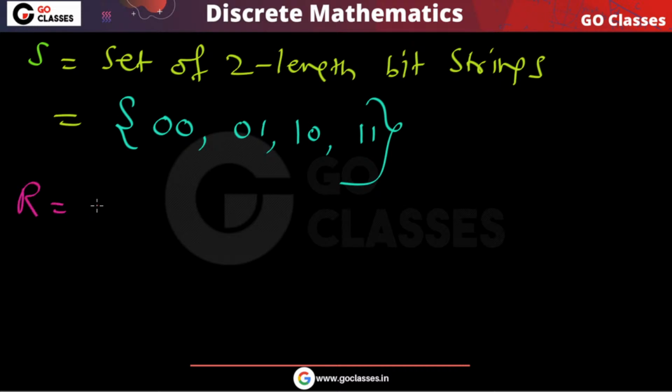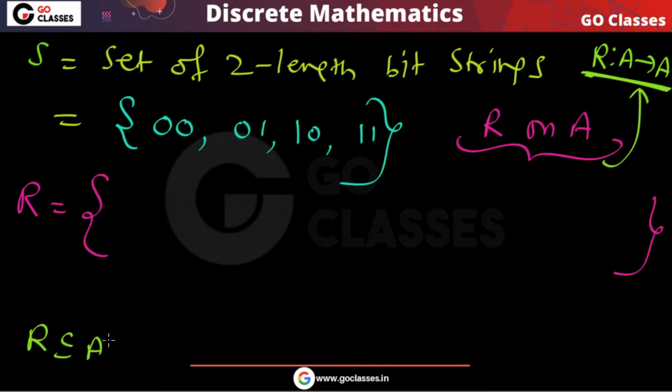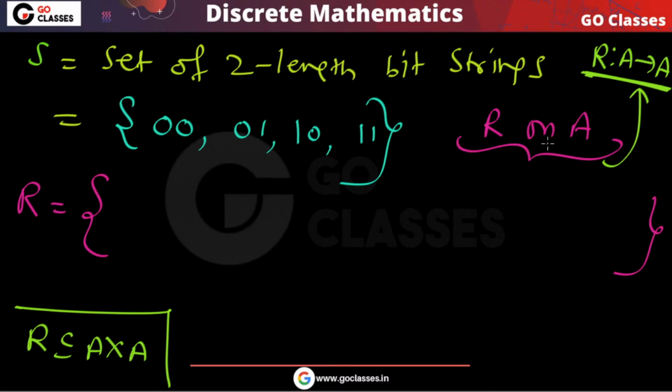Remember, we are defining a relation R on set S. What does this mean? This means this relation R is from set A to set A. Elements of A are related to elements of A, or I can say R is a subset of A cross A. Okay, this is the definition of relation. Whenever you define a relation on set A, it means this relation is a subset of A cross A.